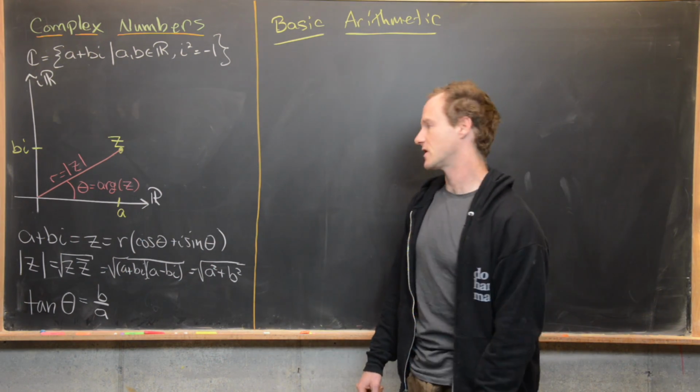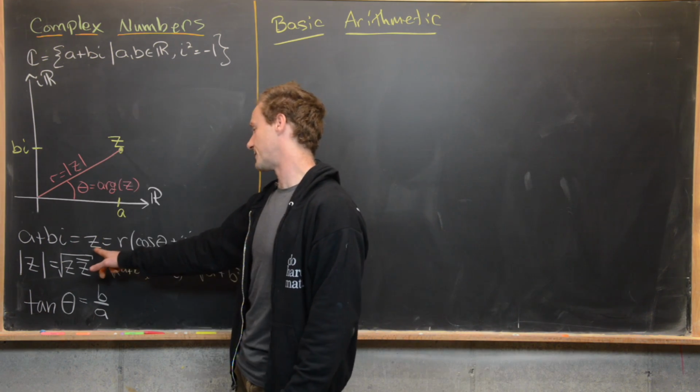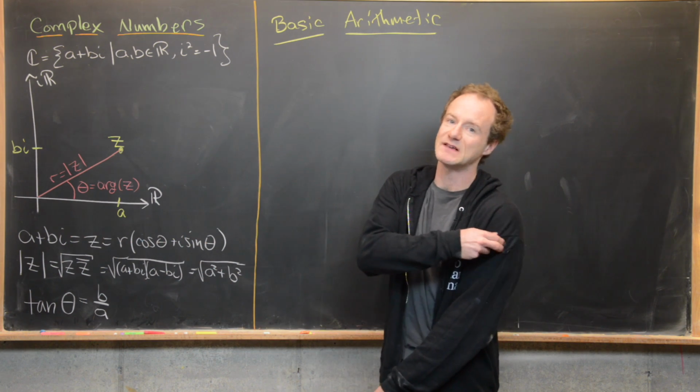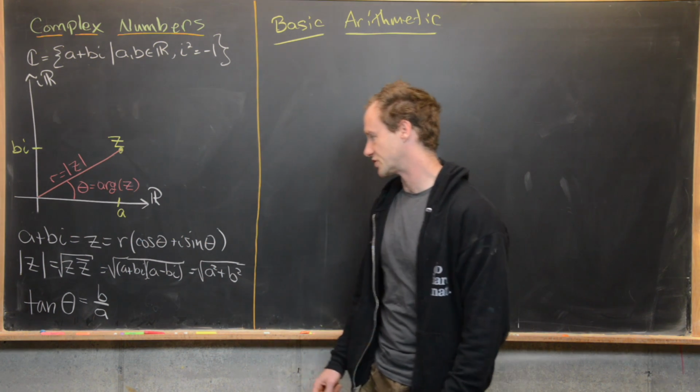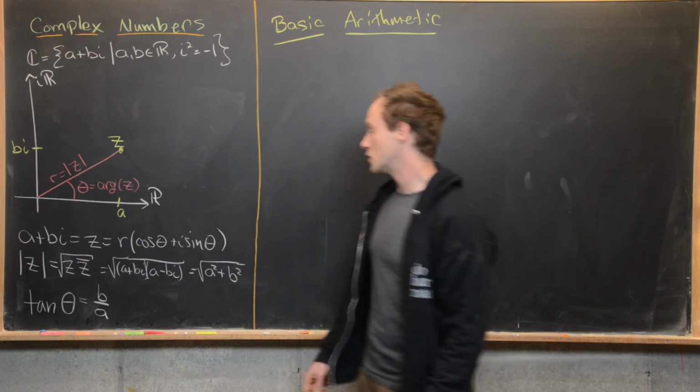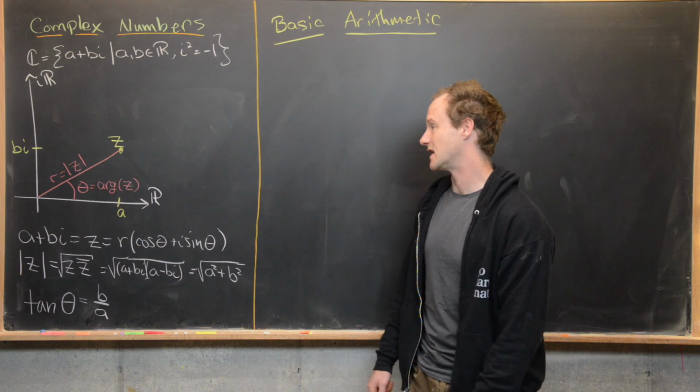One is a rectangular expression, and that's what we've just talked about. So z equals a plus bi. And the second is a polar representation, and that goes like this. It's going to be r times (cosine theta plus i sine theta).